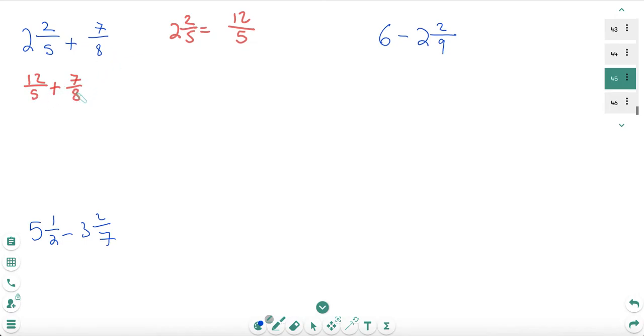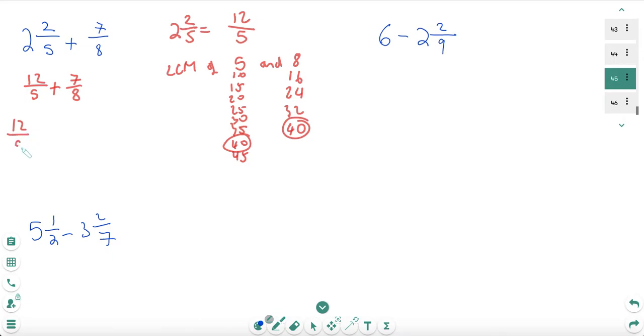Now, our denominators aren't the same, so we're going to find a common denominator. So the LCM of 5 and 8: 16, 24... Ooh, 40 is our common denominator. So we're going to make 12/5 into 40ths. Times 8, times 8, which is 96. And then the same thing for 7/8.